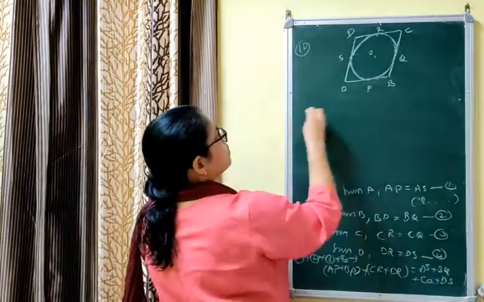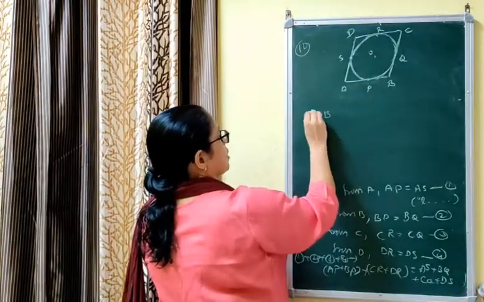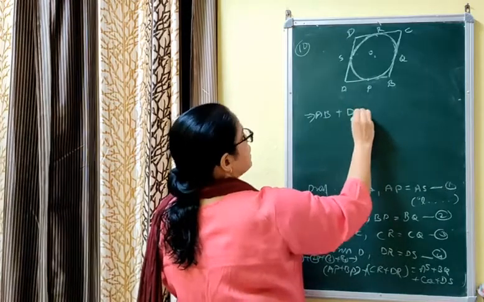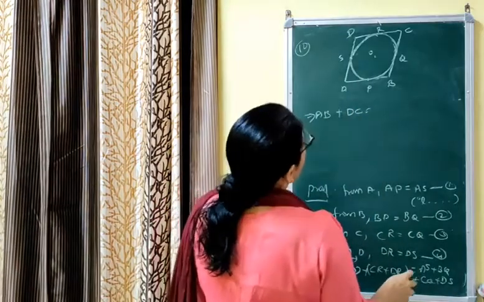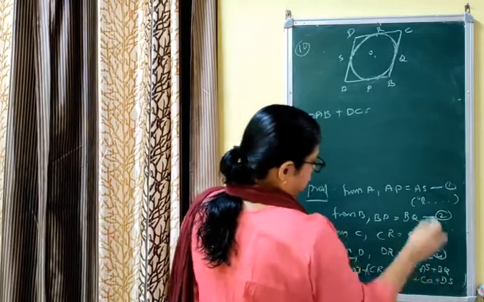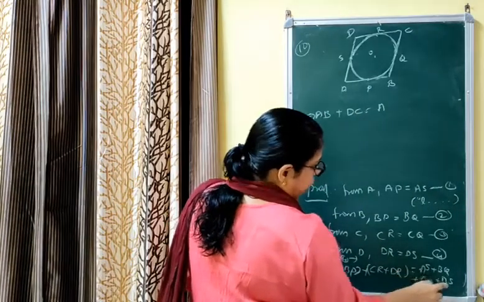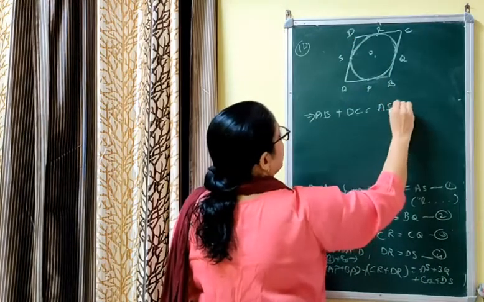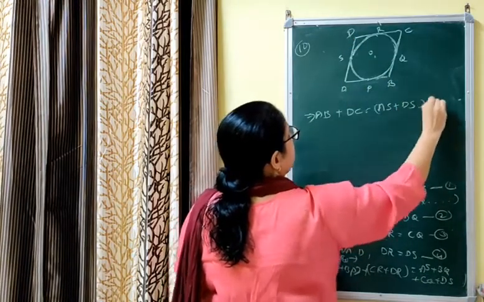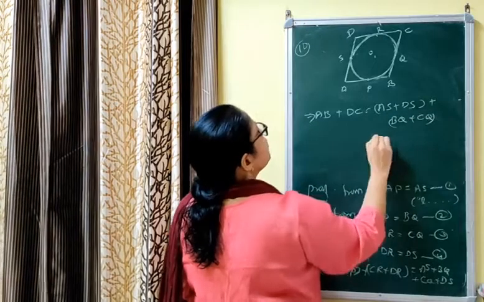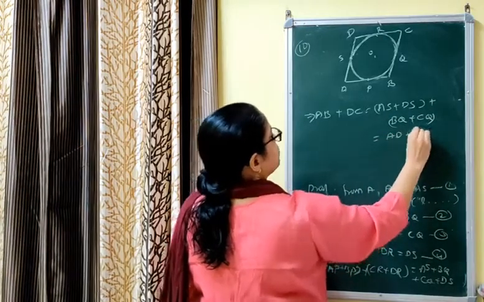Now AP plus BP is AB. CR plus DR is DC. Now you have to find BC. BC means BQ plus CQ. पहले आप AS और DS साथ में लिखेंगे, AD मिलेगा. AS plus DS plus BQ plus CQ. Now AS plus DS is AD, and BQ plus CQ is BC.